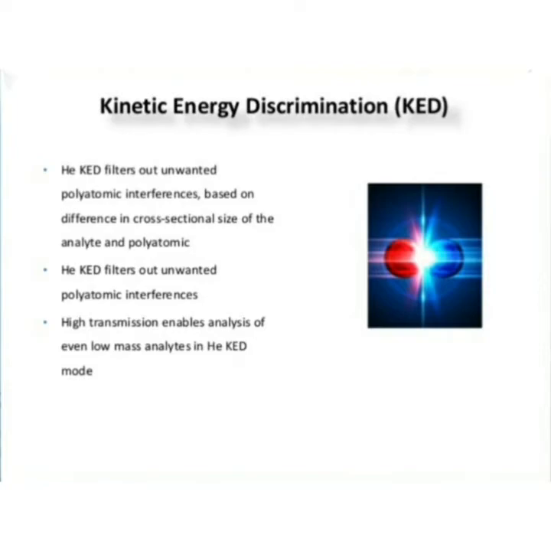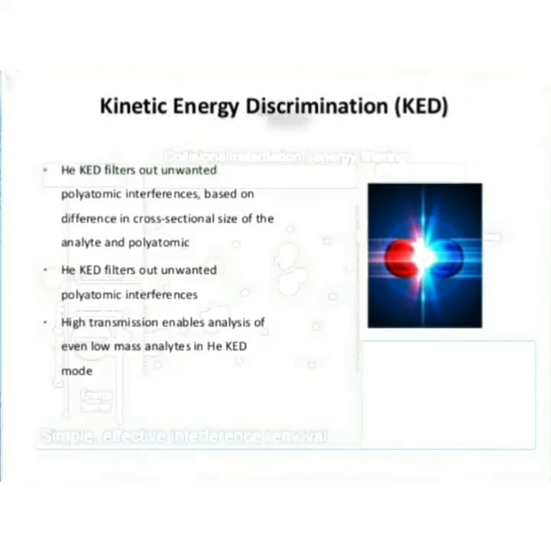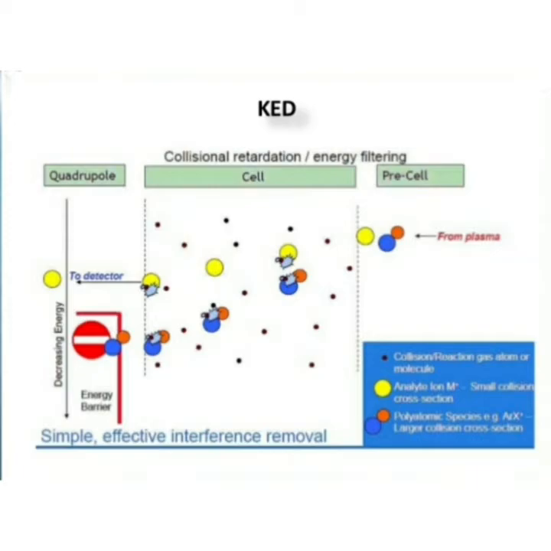In that image you can see KED mode. It is defined in three parts: quadrupole, cell, pre-cell. When ions are sent from the plasma, you can see blue, red and yellow colors. Yellow is the analyte ion M plus, blue is the polyatomic species and unknown species, and black is the collision gas atoms or molecules.